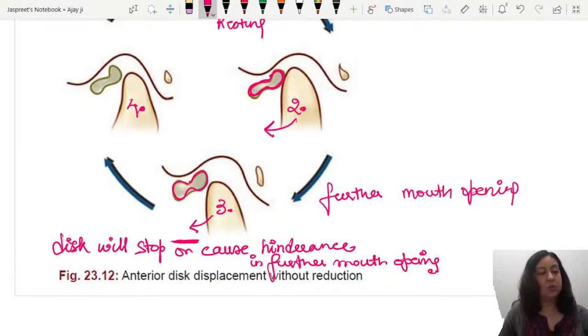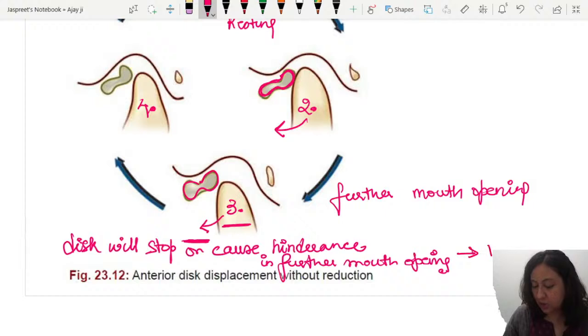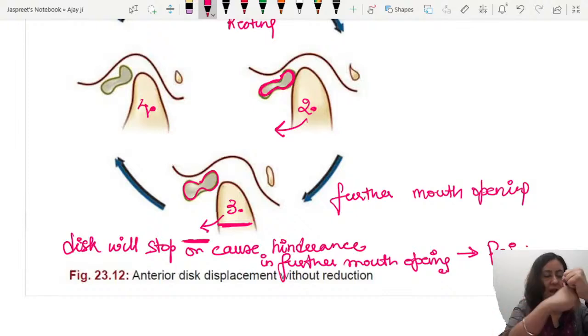The disc will stop or cause further hindrance in mouth opening, at the point where the disc comes in contact with the posterior aspect of the condyle. Beyond this point mouth opening will not be possible, as it will cause a hindrance and there will be pain. This disc in figure number 3 has now stopped the further movement of the condyle; it is sitting as a hindrance in the path of the condyle. It says, condyle, you cannot move further, I am here to stop your path.